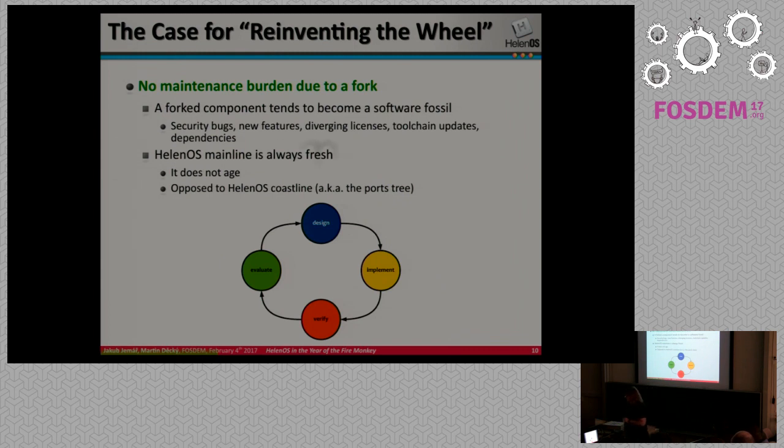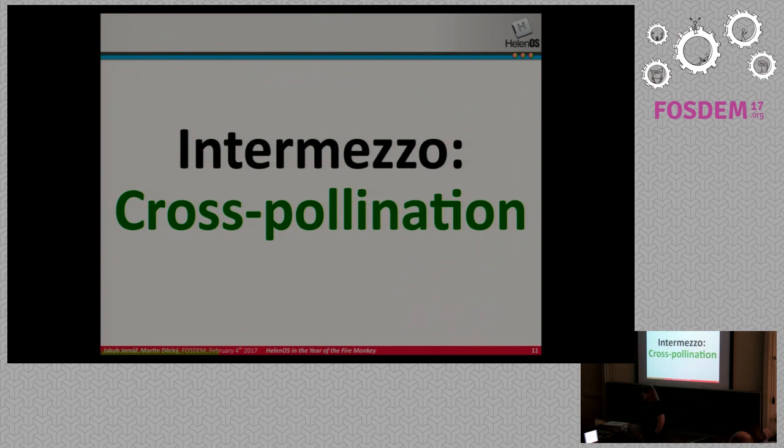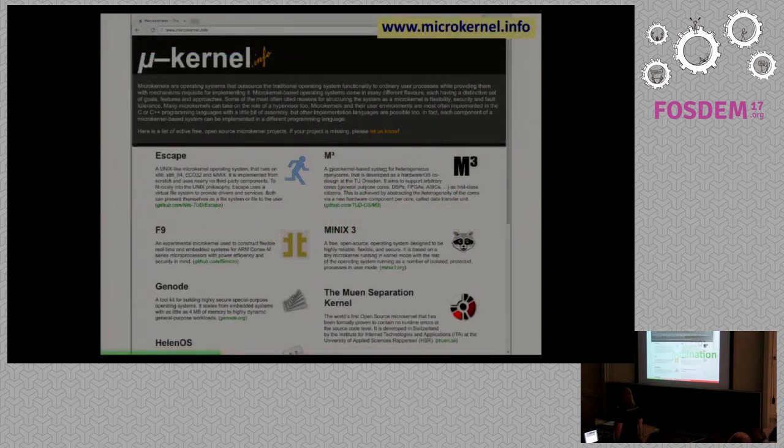Let me do a short intermezzo here. We would really like to cross-pollinate. I think we try every time we can. So last year, Jakub Jermáš has created this website, microkernel.info. And the idea behind it is really to join our forces with our fellow microkernel friends with other projects. It has been inspired, by the way, by the website unikernel.org from the unikernel community, and the purpose is the same. So it basically lists in alphabetical order the currently alive and progressing microkernel operating systems.